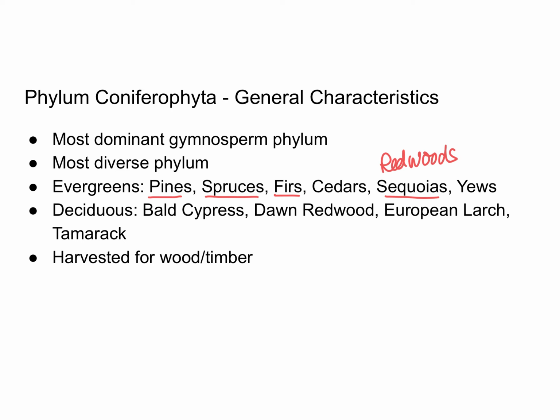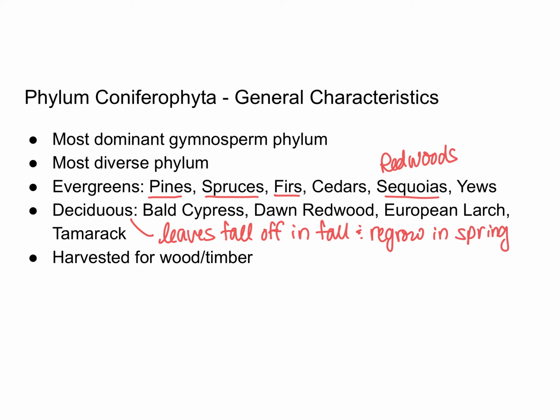Deciduous just means that the leaves fall off, typically in the fall, and regrow in the spring. And being in South Carolina, you're probably pretty familiar with the bald cypress. And so cypress we find around swamps.